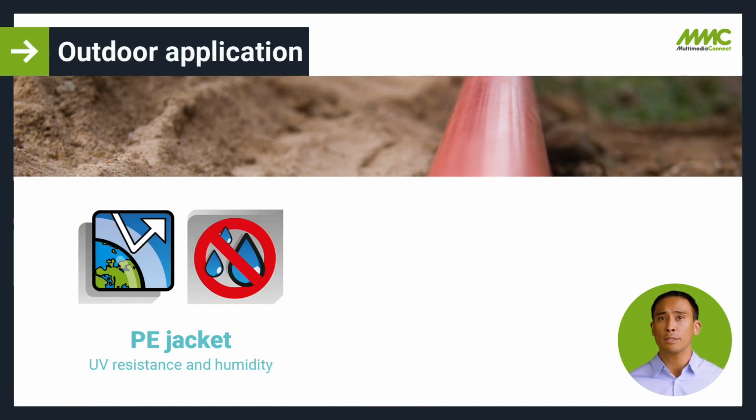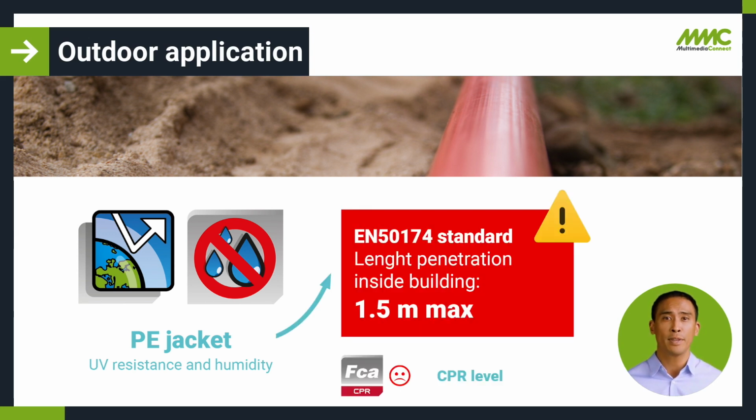If I'm outdoors, my fiber cable must correspond to criteria such as UV or water resistance in case of bad weather. So I will choose a cable with a polyethylene jacket, knowing that polyethylene is strictly forbidden for indoor installations. The EN 50174 standard limits the penetration depth at 1.5 meters for polyethylene cables inside a building.